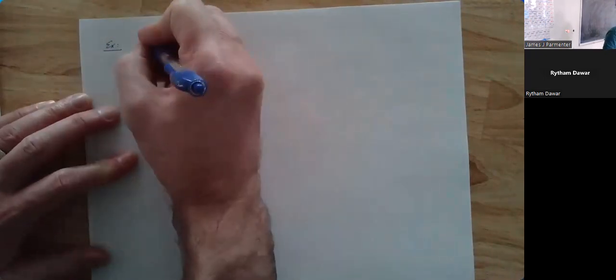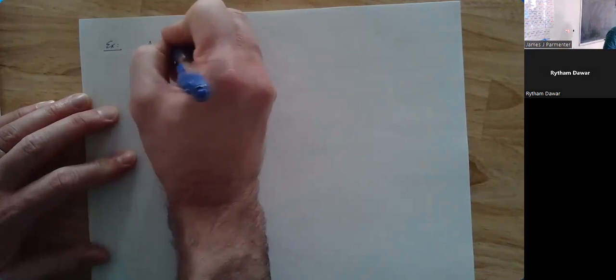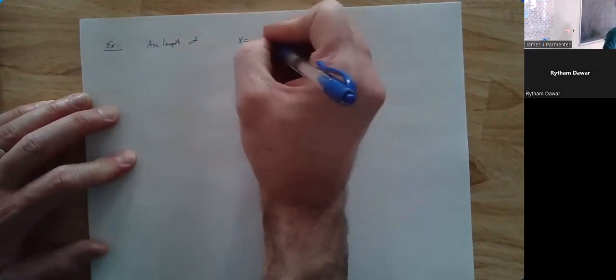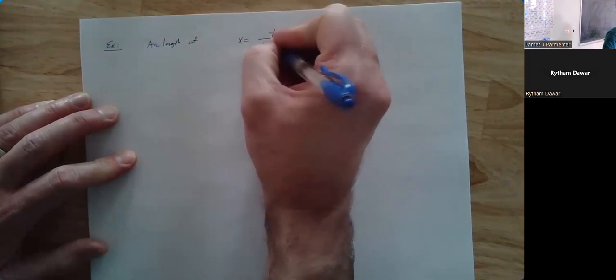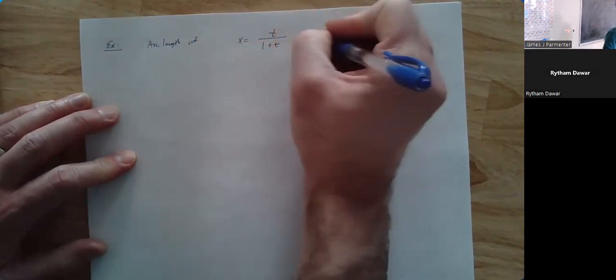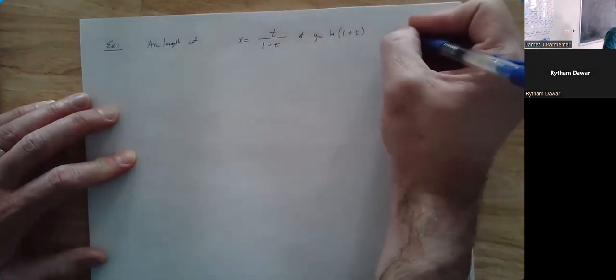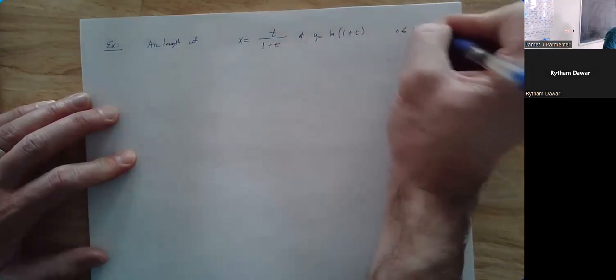So how do we find arc length? And we'll also do surface area. Say the following parametric equations: x equals t over 1 plus t, and y equals the natural log of 1 plus t on the interval from t equals 0 to 2.